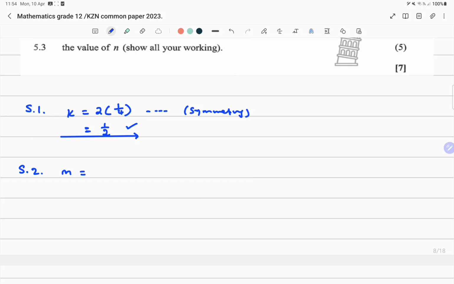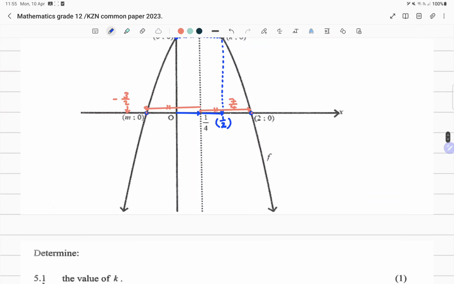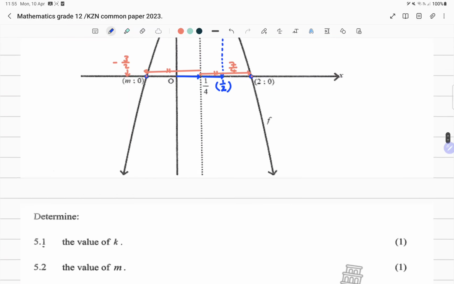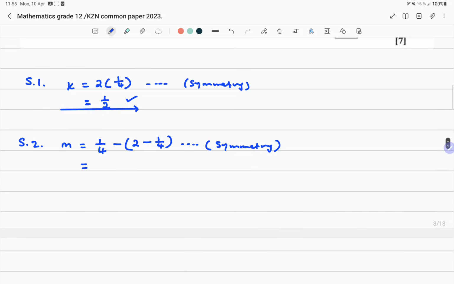We know that m is going to be a quarter, right? It's going to be a quarter minus what? Now, the minus part here, we're going to take this quarter and subtract this distance, which is the same as this one, which is 2 minus a quarter. Okay, so this one looks a bit complicated, but I'm just trying to show you everything I've done on the graph, but putting it down. So when you sort that out, you will see that you will get the same answer. So this is so good. So this is minus 3 over 2.